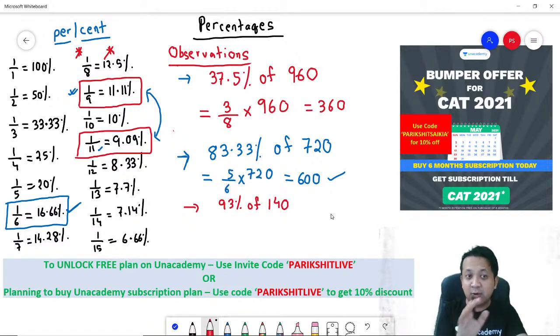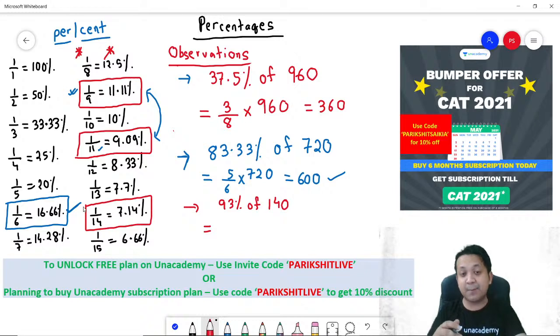Someone who is smart and who knows this table will immediately say, you know what? 7% is a number I have in the table. What is 7%? Approximately 1 by 14. Will you agree? 7% is approximately 1 by 14. So what is the remaining? Remaining is 93%.